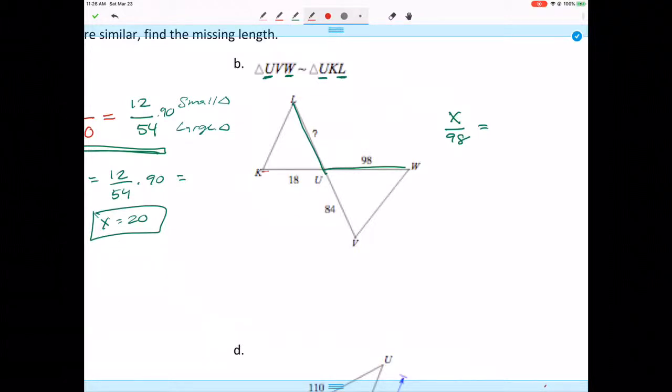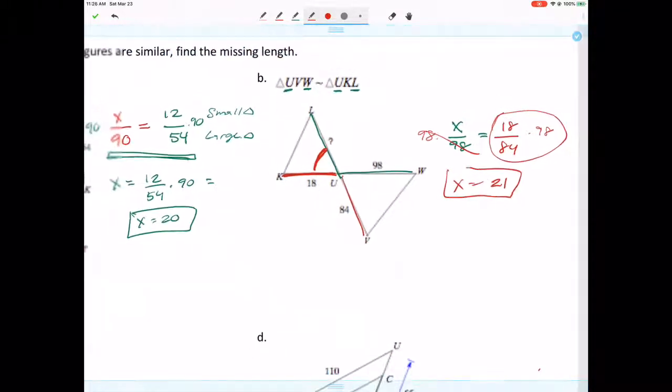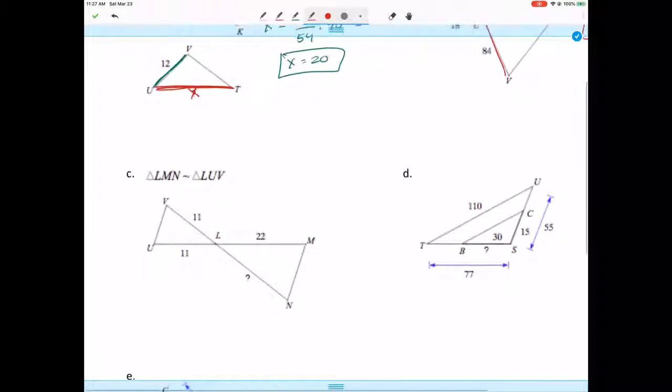Here's one. We'll do our smallest, or the corresponding triangle. If we're going to use the question mark, or X, on the top, then we also need to have 18 on the top, and then we'll have 84 on the bottom. Multiply both sides by 98, and you'll get X equals, we'll evaluate this whole thing, and that gives you 21. So it's not a lot of work. The hardest part is making sure you're using the right corresponding sides.